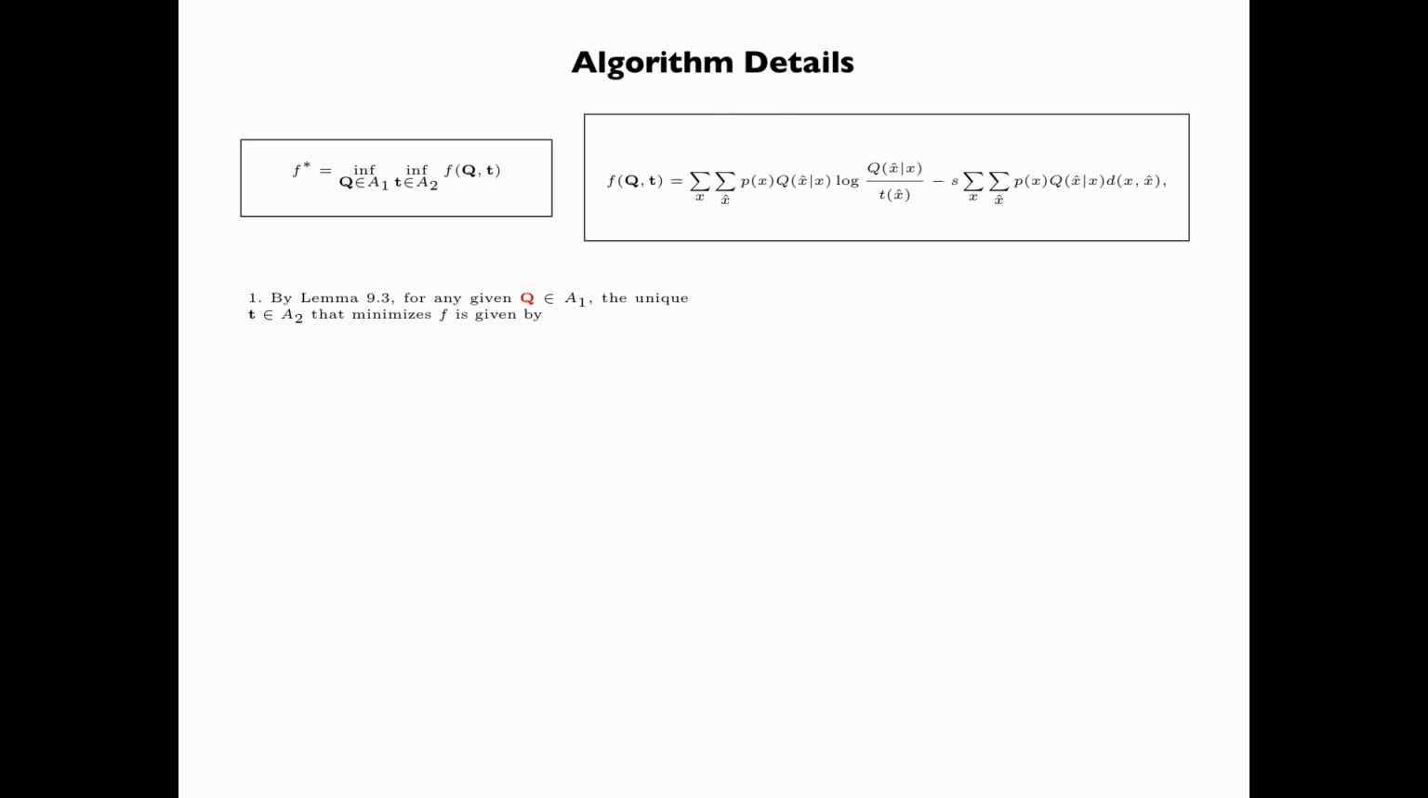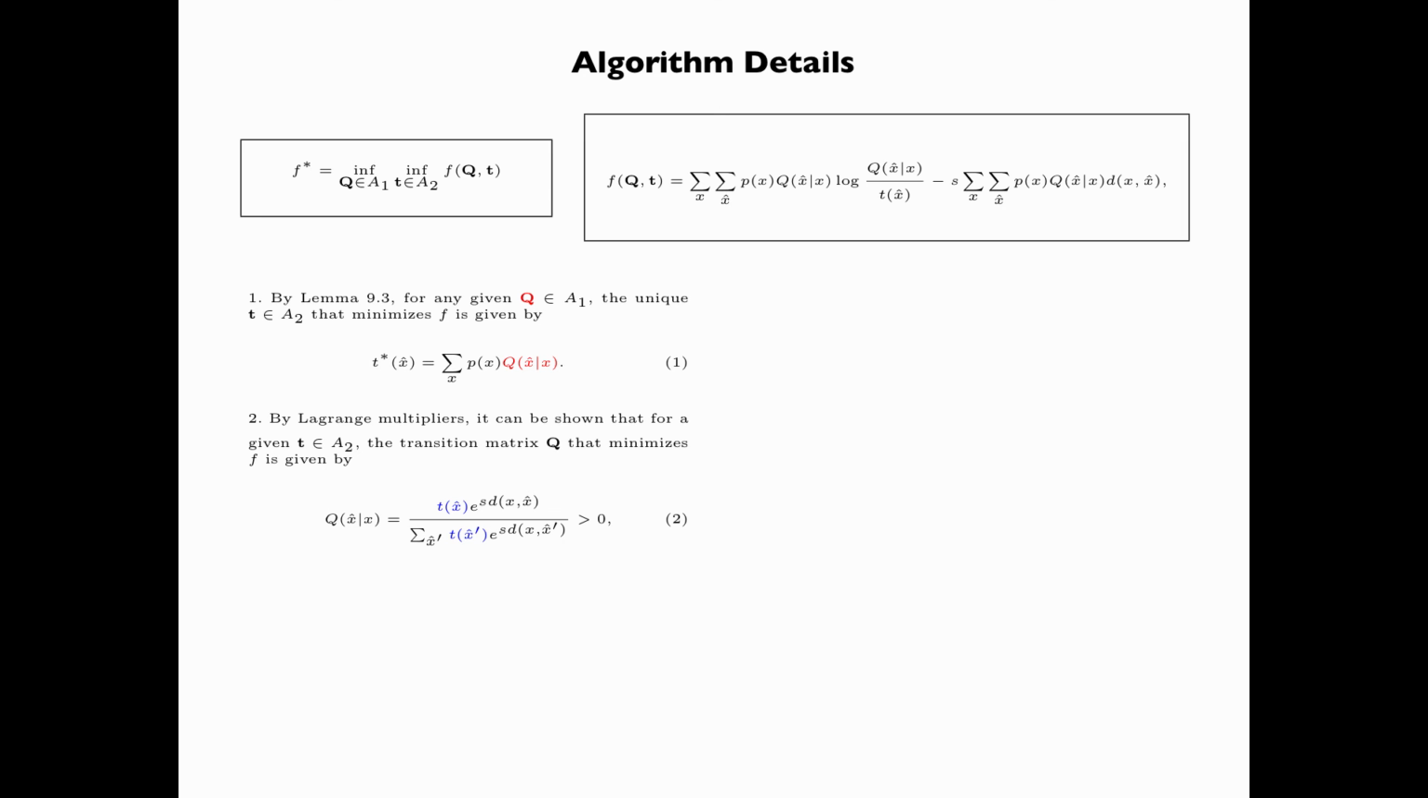By Lemma 9.3, for any given q in A1, the unique t in A2 that minimizes f is given by t star of x hat equals the summation over x of p(x) q(x hat given x). By the Lagrange multipliers, it can be shown that for a given t in A2, the transition matrix Q that minimizes f is given by q(x hat given x) equals t(x hat) e to the power s times d(x, x hat) divided by a normalization constant. The details are left as an exercise. Evidently, q(x hat given x) is strictly positive because t(x hat) is strictly positive, and so q is in A1.